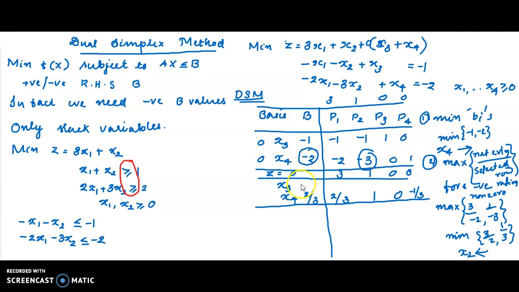-1 plus 2 by 3, that is -1 by 3. Add both -1 plus 1. -1 plus 2 by 3. Again -1 by 3. Then -1 plus 1, 0. 1 plus 0, 1. 0 minus 1 by 3, -1 by 3.